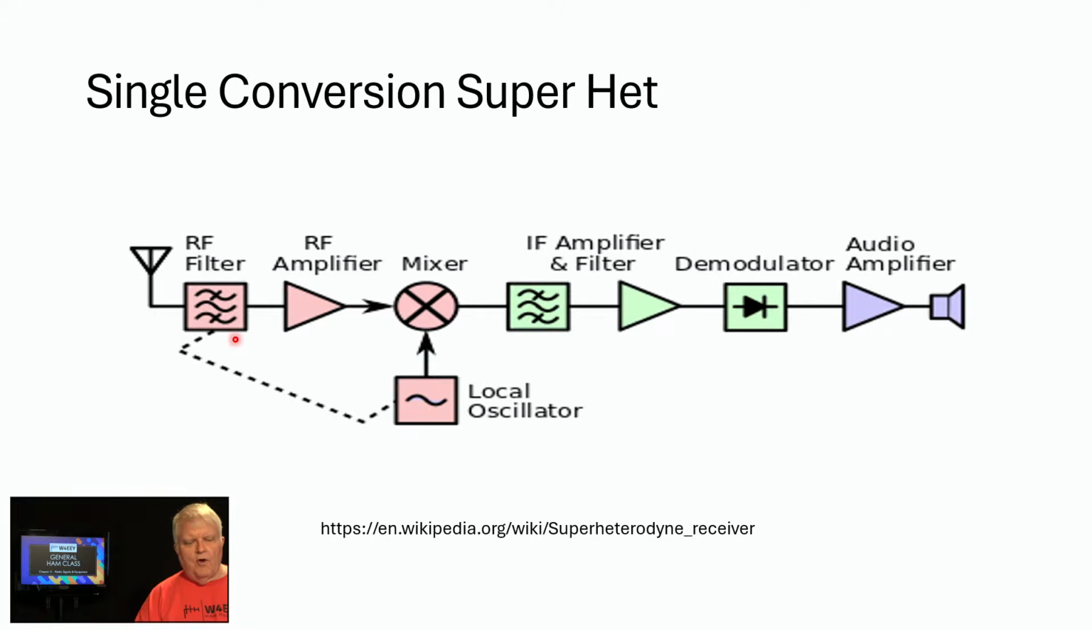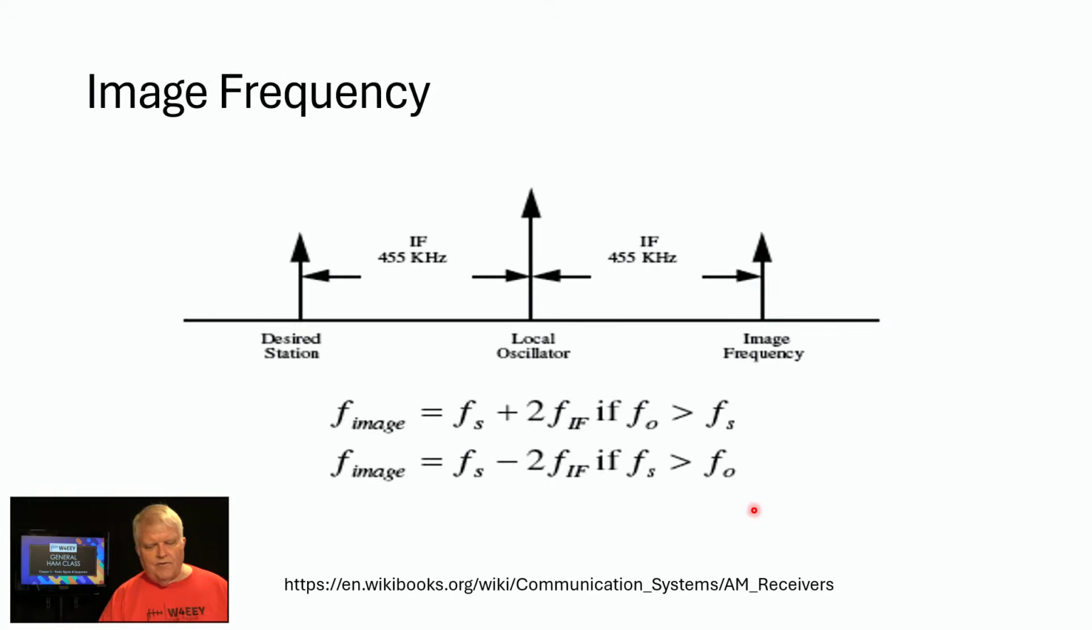So this is what we call a single conversion radio. We have only one frequency conversion going on, from the input frequency to the IF frequency. And this is all well and good, except, remember I said that you could have the sum or the difference and have that be 455 kilohertz or whatever the IF frequency is. That means there are actually two solutions that will work.